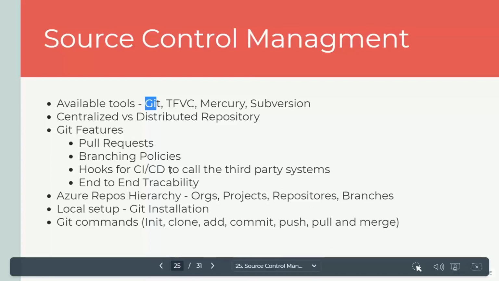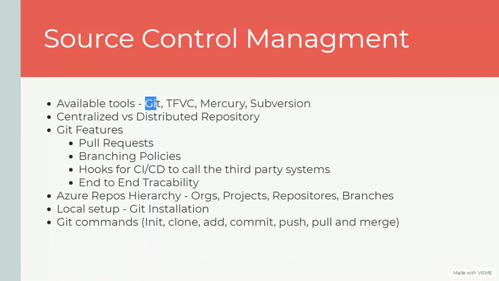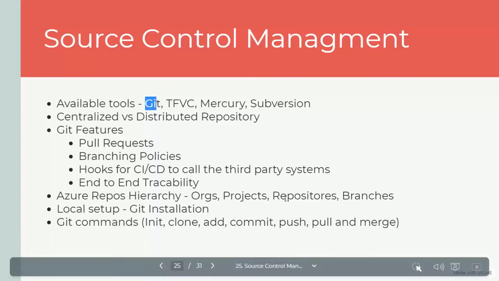And then hooks for CI/CD to call the third party system. For example, whenever the code has been pushed, right, automatically we have to start the build in Jenkins or Bamboo, or we have to post a message in the Slack channel. So those kinds of configuration we can do with Azure DevOps, okay.